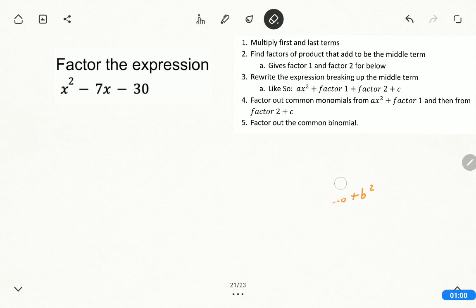So we just start a guess and check process. And the guess and check process that I'm using here is the factoring by grouping process. So just going through, you can see the steps listed off to the side. We're going to multiply the first and last terms. So x squared times negative 30 is negative 30x squared.